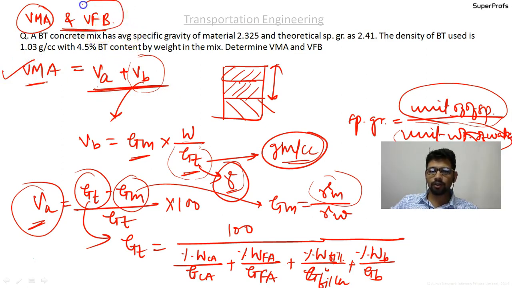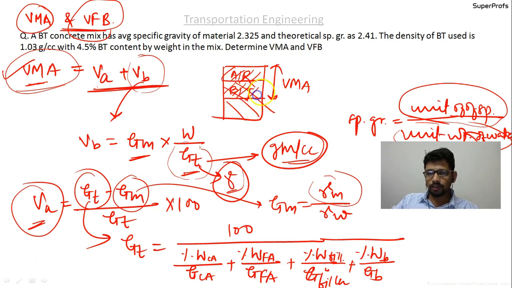Next thing is to calculate VFB, that is the voids filled with bitumen. The total voids are VMA, the volume of voids in mineral aggregates, which is equal to VA plus VB. So this one is the complete VMA. This is the air void and these are the bitumen voids. You want to know the percentage of bitumen voids, so it is simply VFB equal to VB upon VMA into 100.